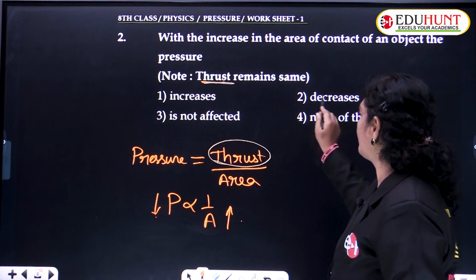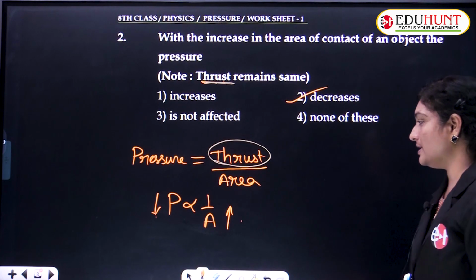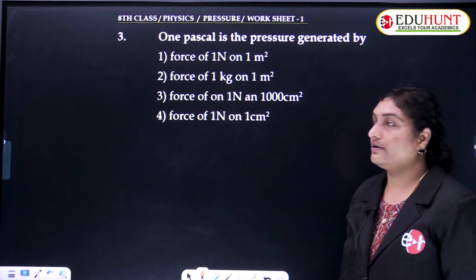So where is the correct option? The correct option is here, that is decreases. The second option must be true. Let us now try to understand and solve the third question.